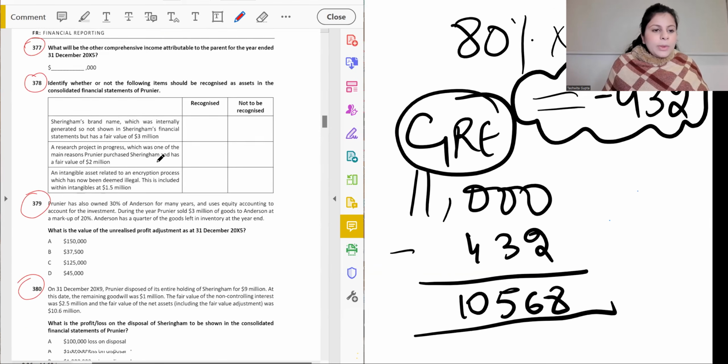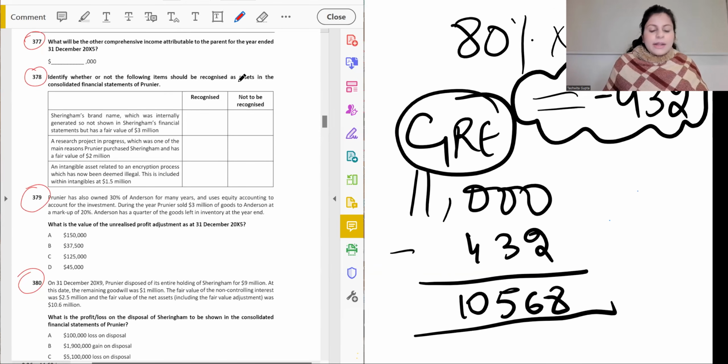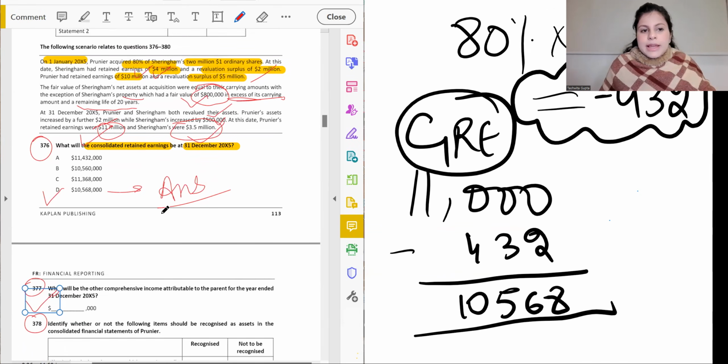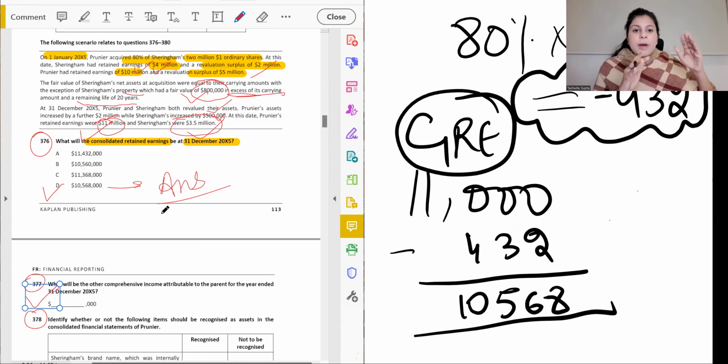Now, what will be OCI attributable to the parent for the year ended 31st December? So, what do I have with regards to OCI? Revaluation surplus goes into OCI. In the first part, they asked me about retained earnings only, so you do not touch revaluation surplus in retained earnings. These are two separate jars.